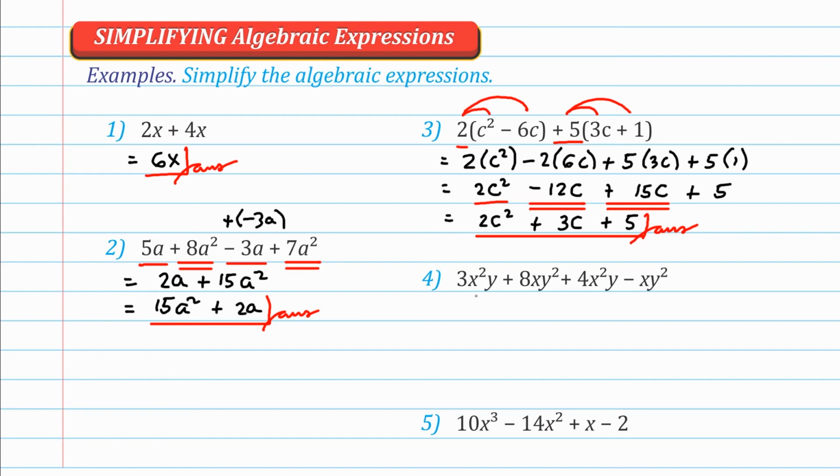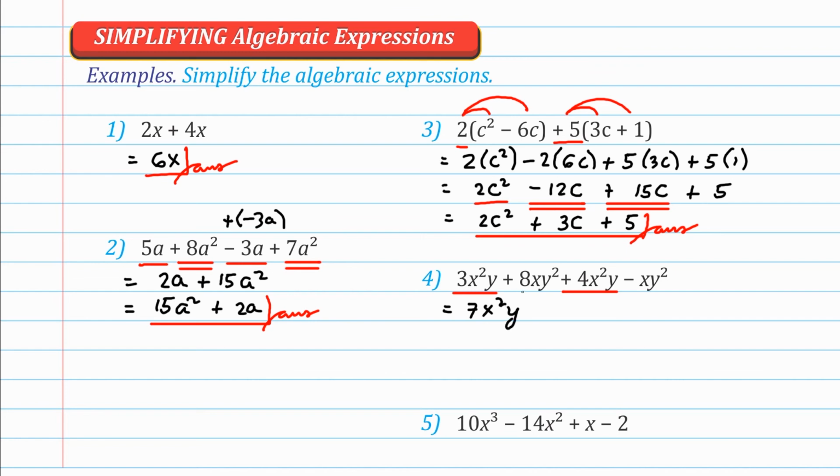Okay, number 4. In number 4, we have 4 terms. This one, this one, this one, this one. Again, let's be very careful and let's identify which are similar terms. Let's look at the first term. The literal coefficient is x squared y. Do we see any other term na may x squared y? Yes, this one. So we can immediately combine them. We have 3 plus 4, which is 7. Then copy the common literal coefficient x squared y.